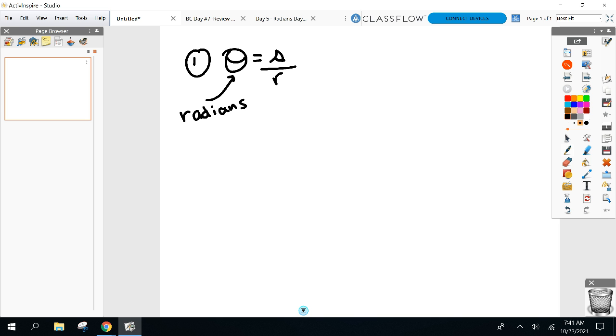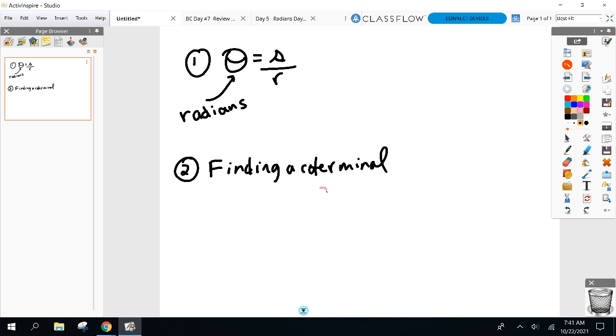And then the other one is finding a coterminal angle. So if I give you 220 degrees, how do you find an angle that's coterminal, either positive or negative? I'm going to ask. Doesn't matter, positive or negative. What do you have to do? You can add 360, or you could subtract 360.